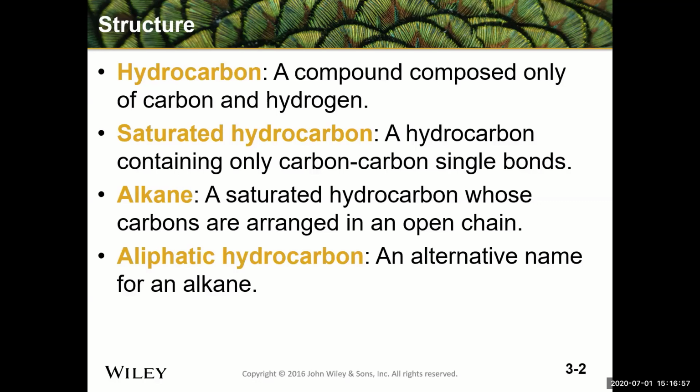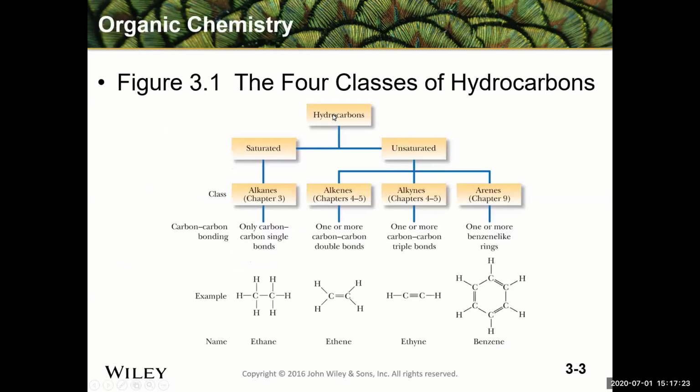Okay, an alkane, on the other hand, is also a saturated hydrocarbon, and its carbons are arranged in either branched or open chains. The alternative name for these alkanes is aliphatic hydrocarbons. Okay, now there are actually different classes of hydrocarbons, and remember, hydrocarbons only contain carbon and hydrogen atoms.